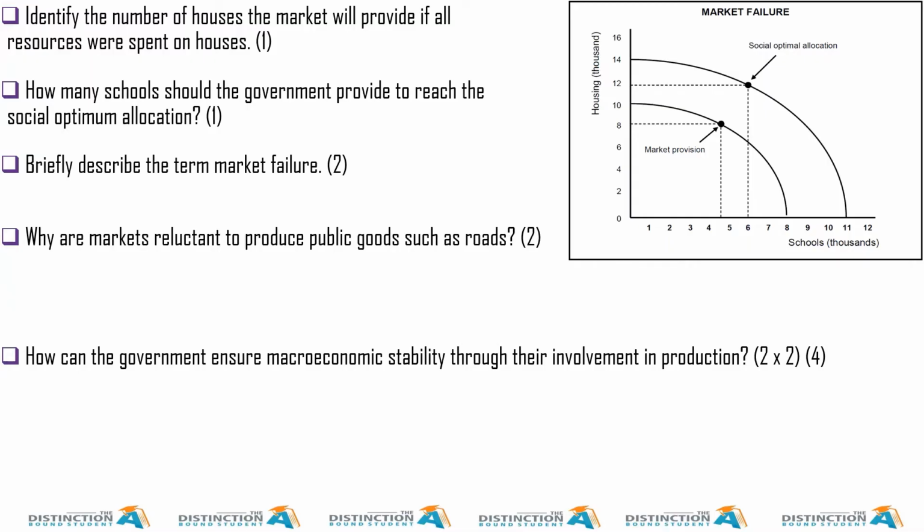And if it's a table, they'll normally show it, so make sure you take note of that. Right, the next thing, this is a production possibility curve. Some will call it a production possibility frontier. And just to see what's going on here, I see here it says market provision. So the market provides 8,000 houses and probably 4.6 schools.